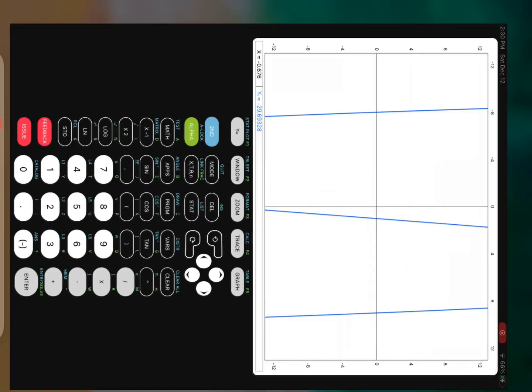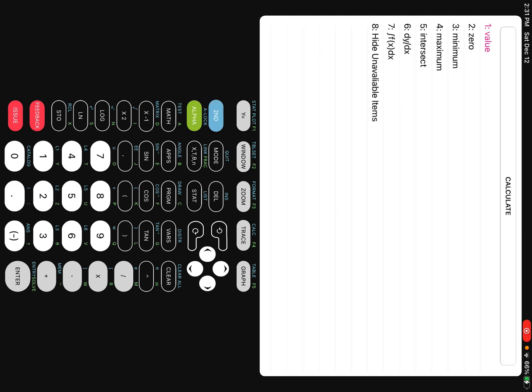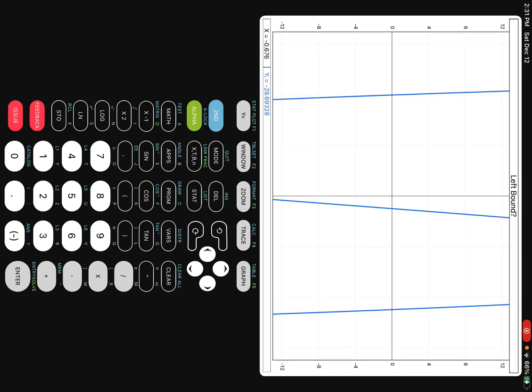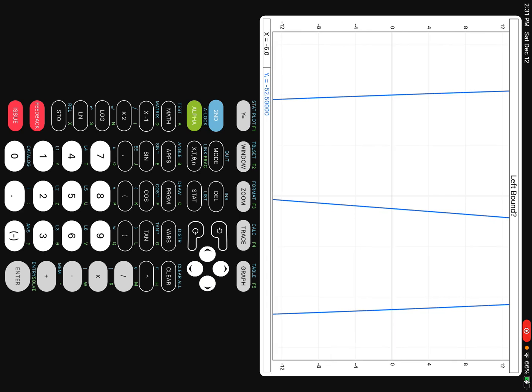All right, so let's go back and do our minimum over that specific interval. So our interval, let's back up. To find the minimum, we're going to do the same kind of thing we just did to find the x-intercepts. We're going to hit second and trace. Again, we have this menu. We want to find the minimum, so we're going to pick 3. All right, it says left bound. Well, we already have values to find between. So we're going to use -6. We're going to type in -6. We're going to hit enter twice.